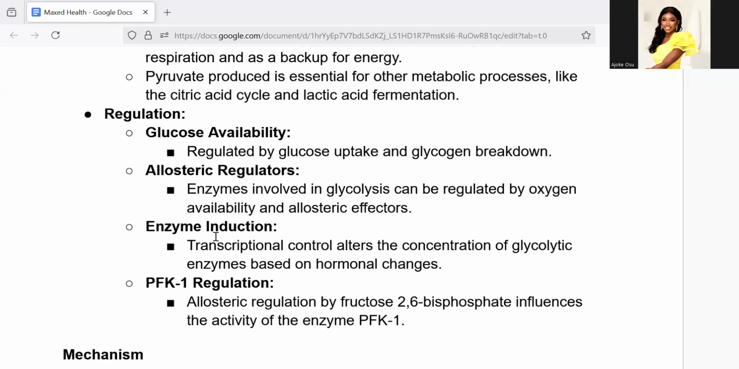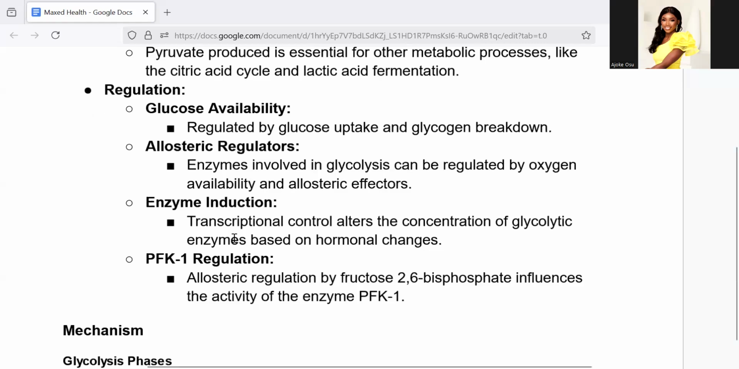Glucagon can also phosphorylate PFK2, which activates phosphatase, transforming fructose 2,6-bisphosphate back to fructose 6-phosphate. And this reaction decreases fructose 2,6-bisphosphate levels and decreases PFK1 activity. And that's it for the regulation.